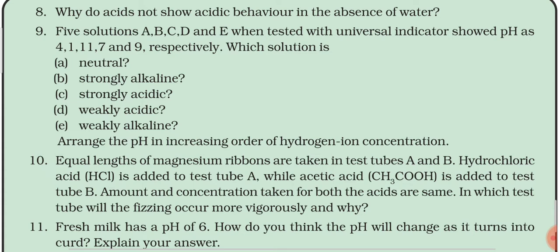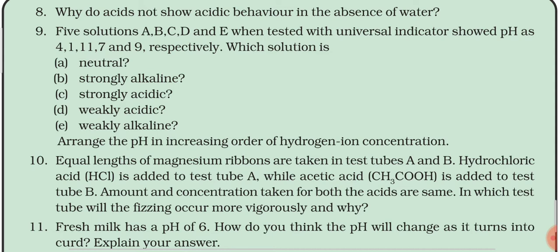Now apart from this, the other thing which is given is that these are the two acids, one is strong, one is weak, but still the volume and the concentration of these two acids is same. So everything is same. The only difference here is that one acid in test tube A, HCl, is strong, whereas the other acid, in test tube B, acetic acid, is weak. Now you have to answer in which test tube you will observe that fizzing occurs more vigorously, and you have to give the reason as well.